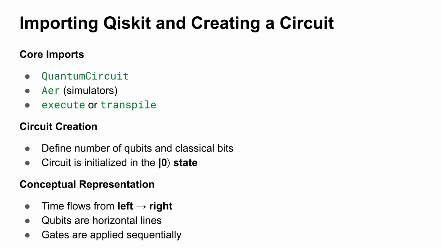Core imports include QuantumCircuit, Aer for simulators, and the execute or transpile functions. Circuit creation involves defining the number of qubits and classical bits. Conceptually, time flows from left to right, qubits are horizontal lines, and gates are applied sequentially.